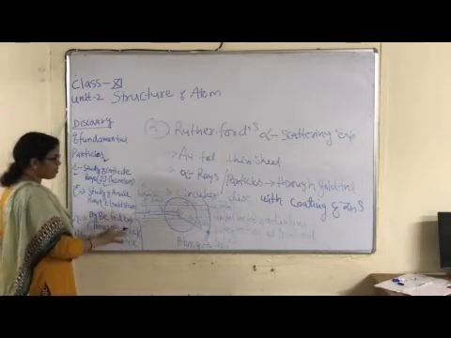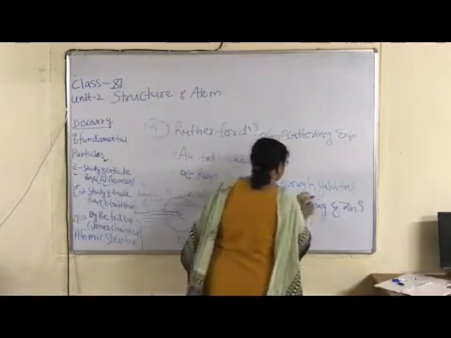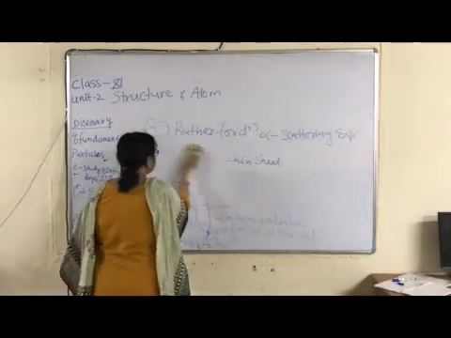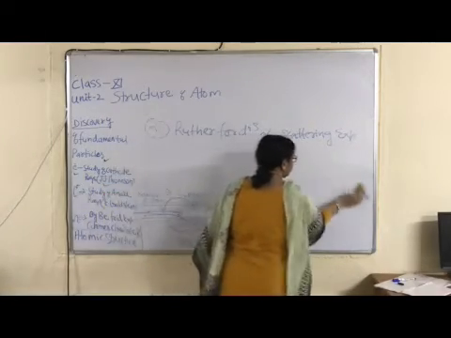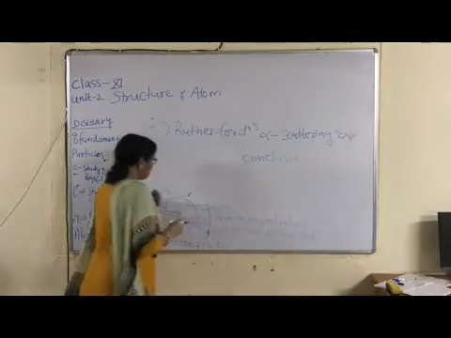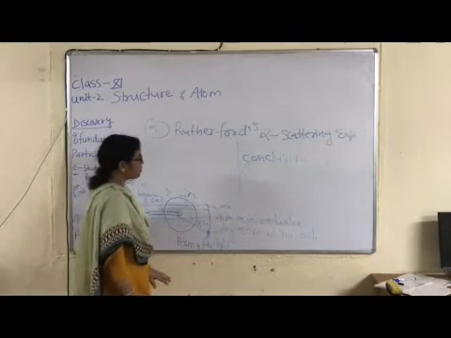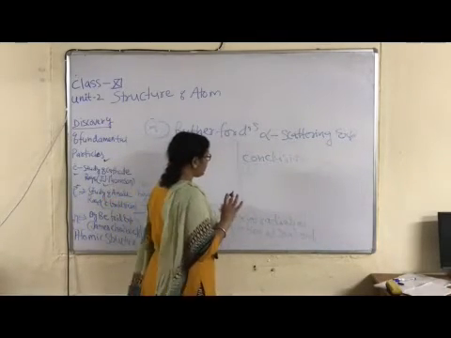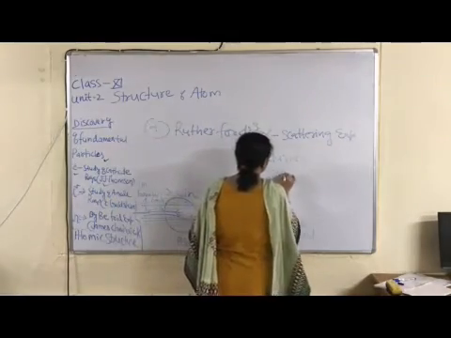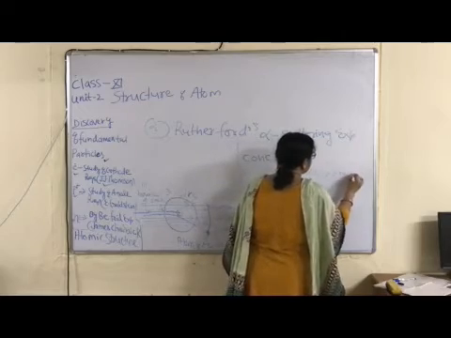On the basis of these observations, what is concluded? Conclusion of each observation. Conclusion of the first observation, no deflection occurs. It means most of the space in the atom is empty.